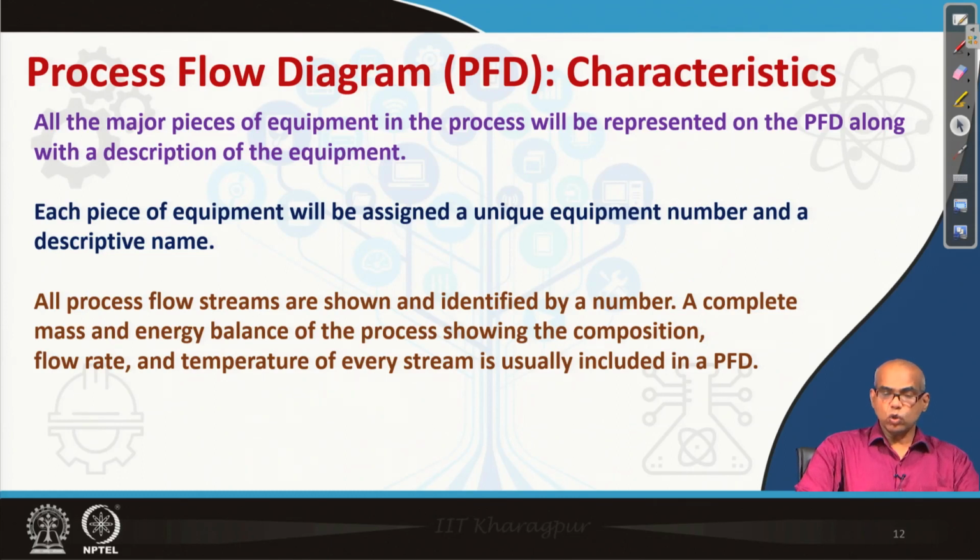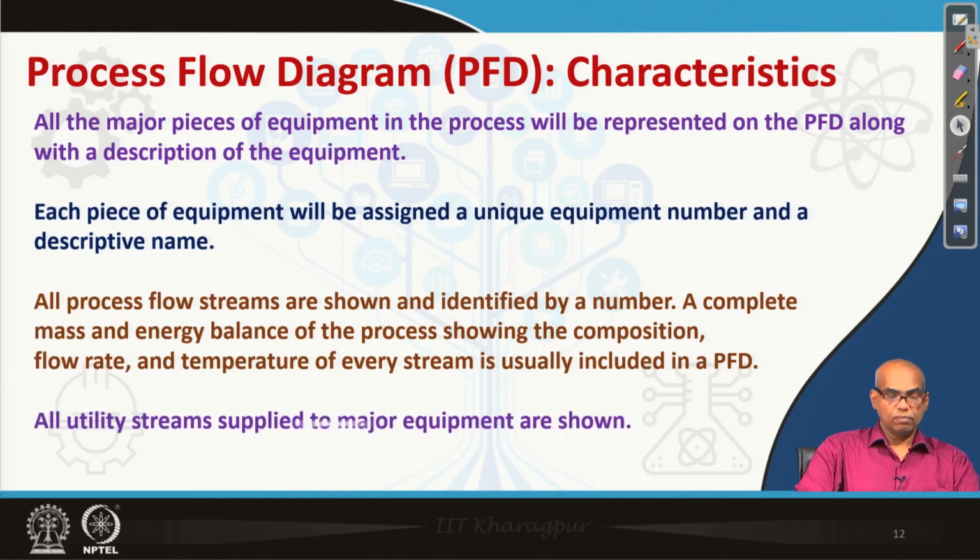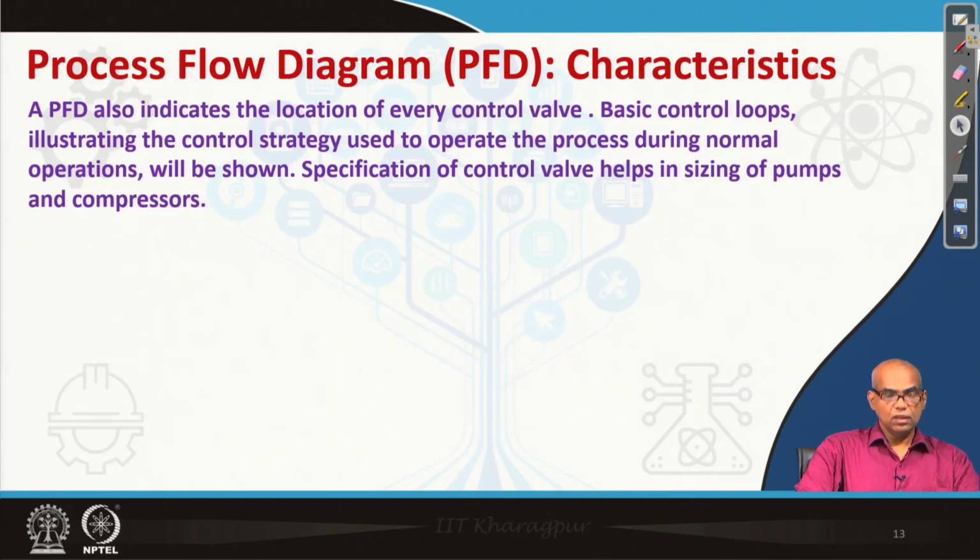All process flow streams are shown and identified by a number. A complete mass and energy balance of the process showing the composition, flow rate and temperature of every stream is usually included in a process flow diagram. All utility streams supplied to major equipment are shown. A process flow diagram also indicates the location of every control valve. Basic control loops illustrating the control strategy used to operate the process during normal operations will be shown. It may be noted here that specification of control valves helps in sizing of pumps and compressors.